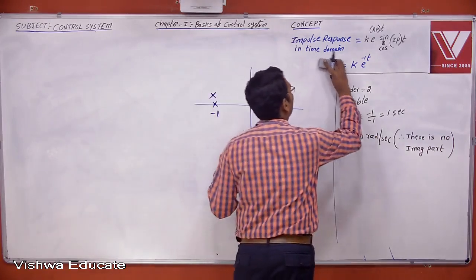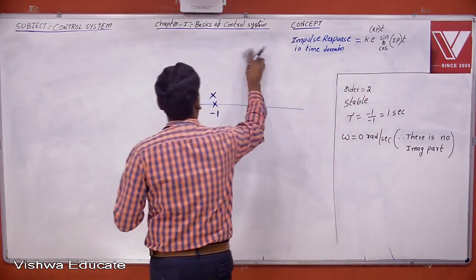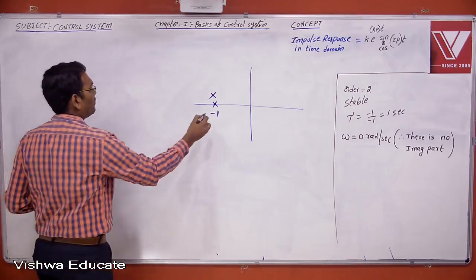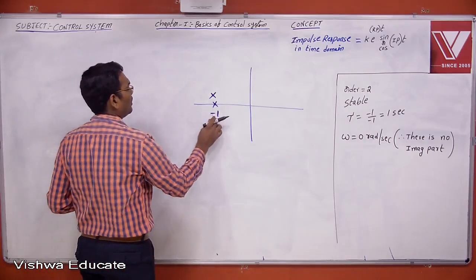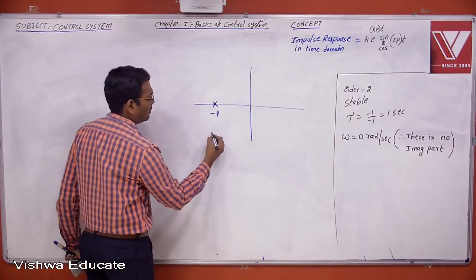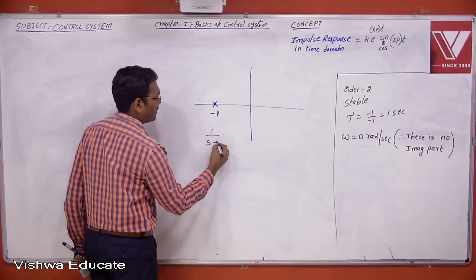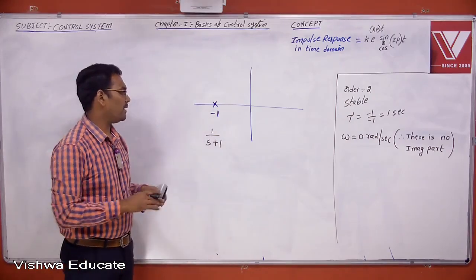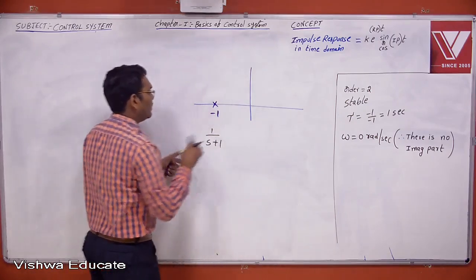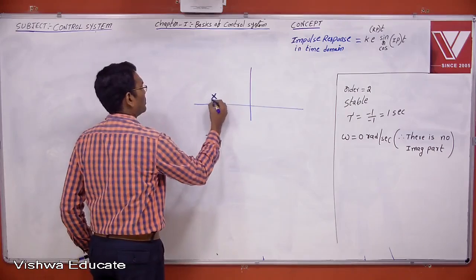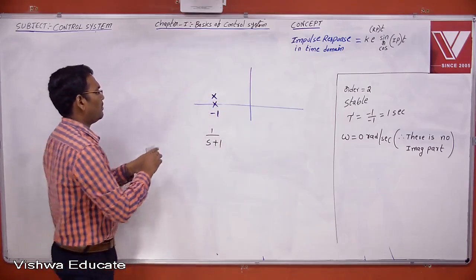Now you see here, what is the problem here? If there is only one pole, if this is only minus 1, we can write it like this, 1 by s plus 1. Am I right or not? If there is only one pole, we can write 1 by s plus 1. But what happened here? There are 2 poles, repeated poles.